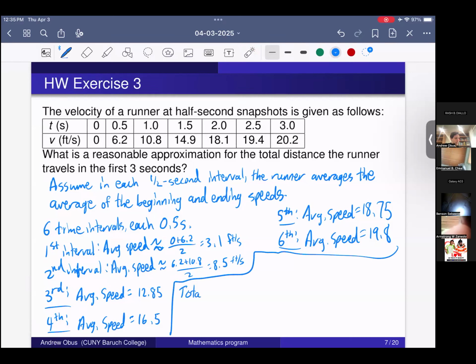Right, so the total distance in that first 3 seconds is approximately equal to what? Well, if these are the average speeds over each of the intervals, and the intervals are all about half a second, then how do we calculate the total distance?